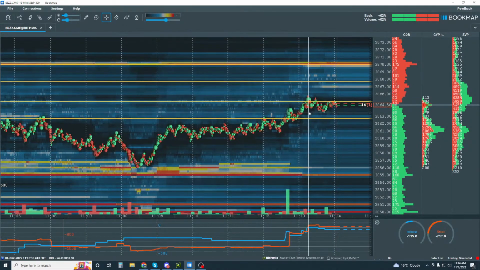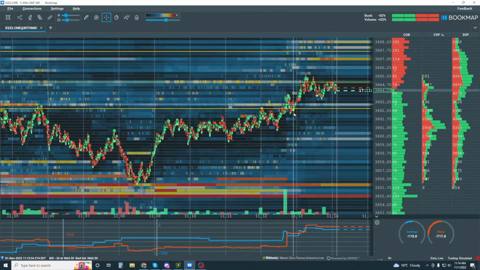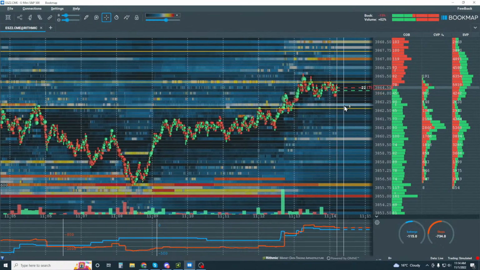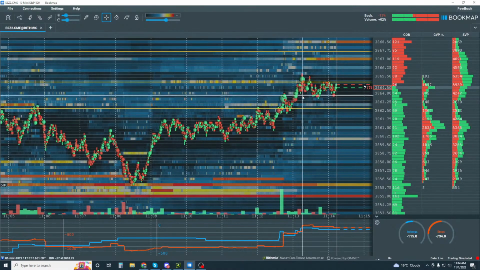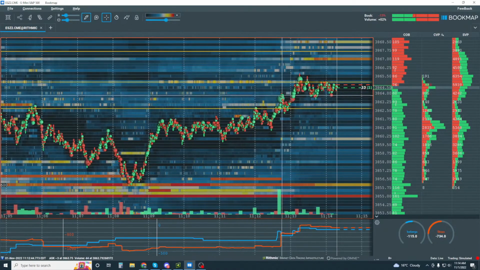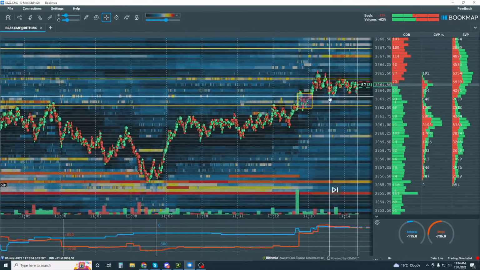Now, is it really high probability? Yeah, it's not bad. You can even look for a pullback to this maybe here. It's already pulled back and bounced off of this little structure. See it right here? There's a little structure here, and see how it's kind of bouncing off of that.